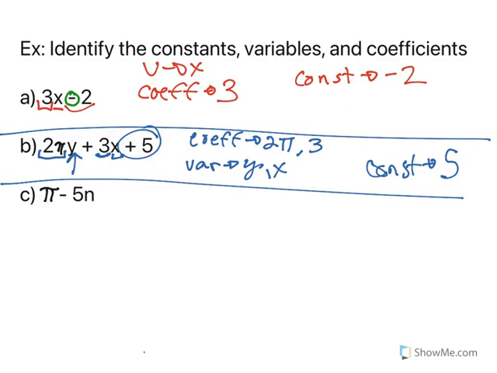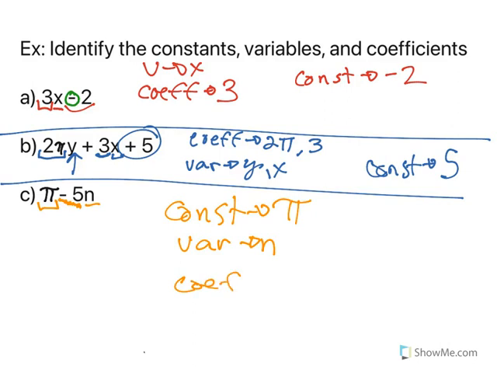And then in letter C, I've got this pi all by itself. Well, that makes it a constant. So pi is a constant because, again, pi is 3.14 or 22/7, depending on how you look at it. Or you could take it out more than just 2 decimal places. Then I have the variable of n and this -5 in front. So my coefficient is -5.